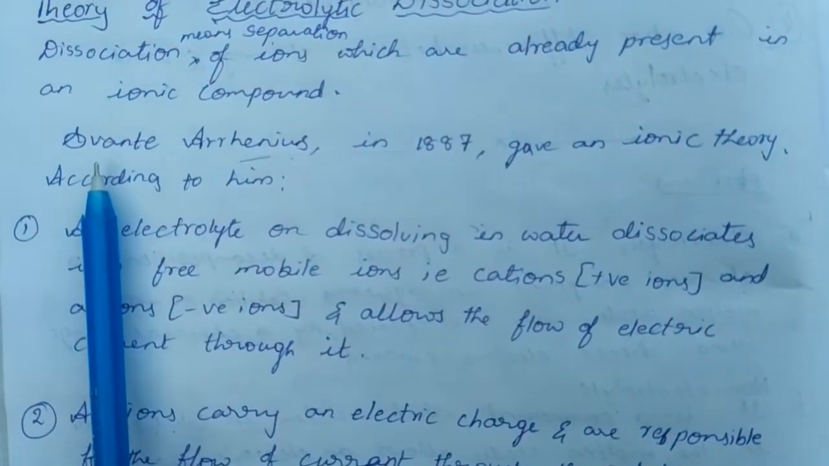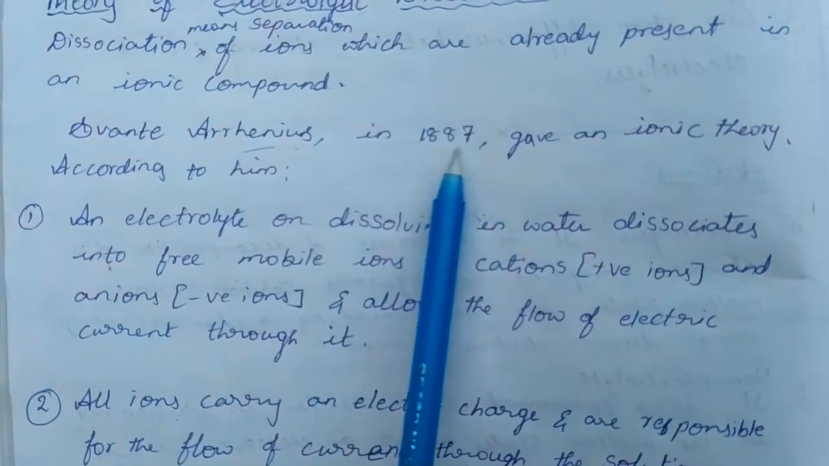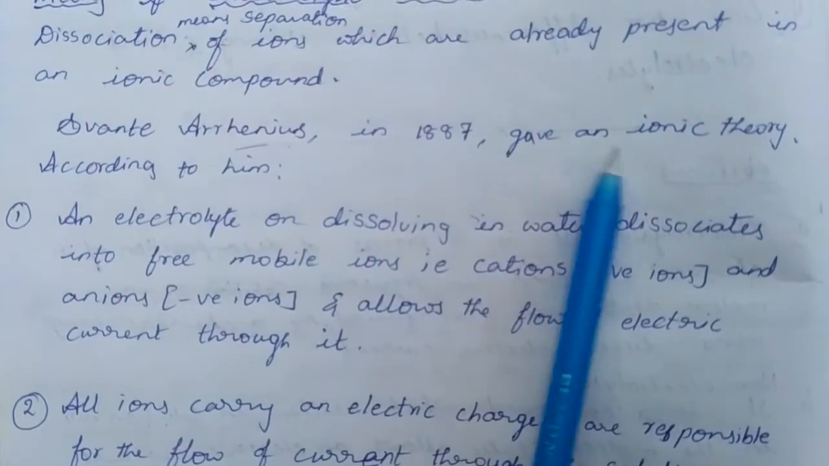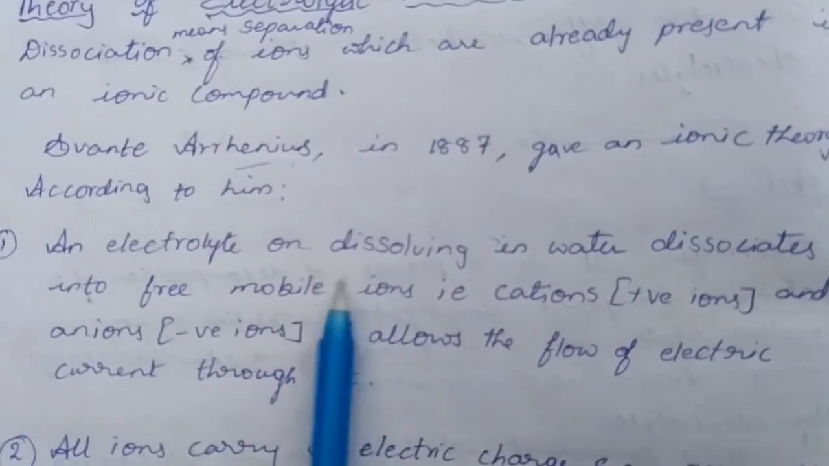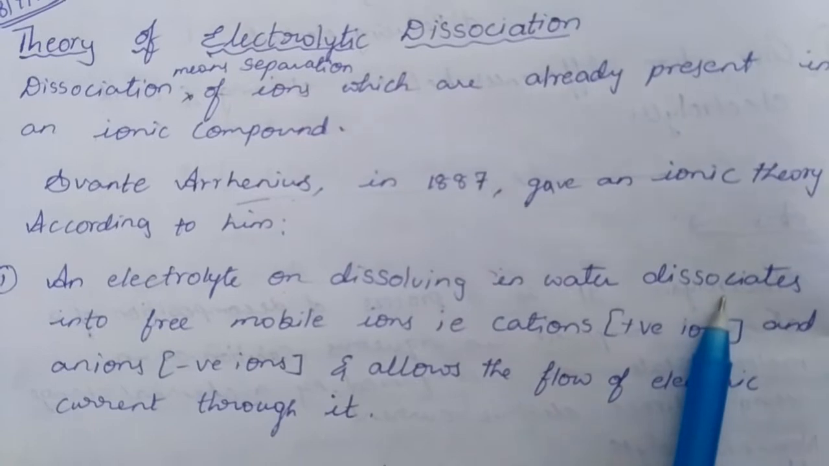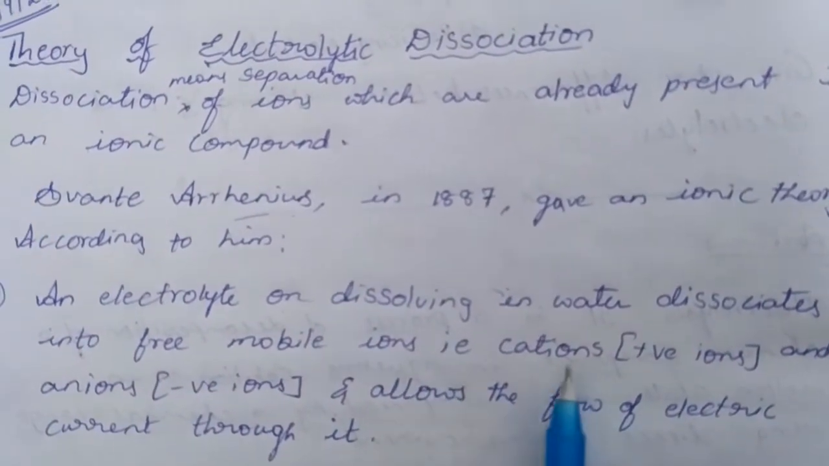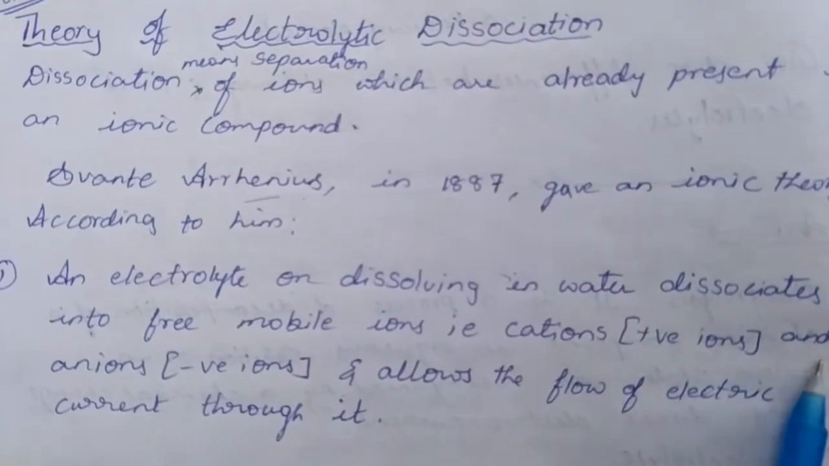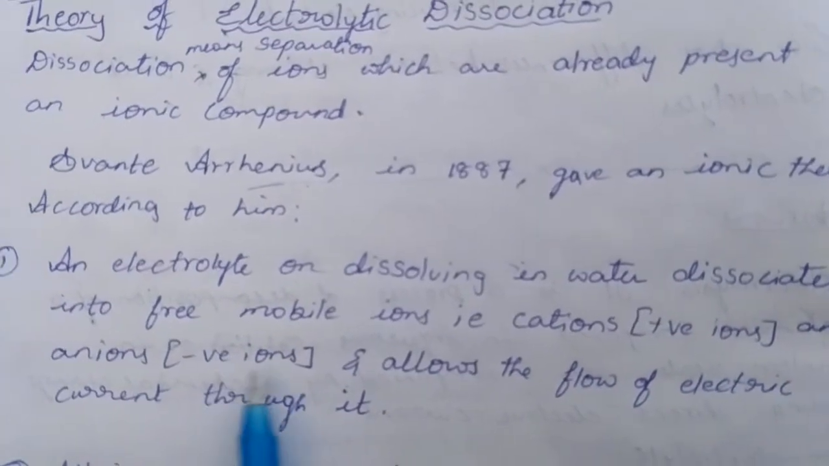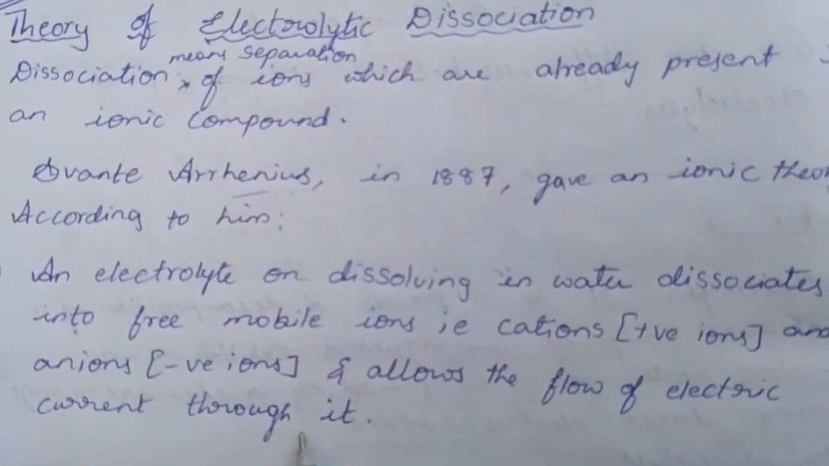So, according to Arrhenius, in 1887, he gave an ionic theory. According to him, an electrolyte on dissolving in water dissociates into free movable ions, that is, cations, which are the positive ions, and anions, which are negative ions, and allows the flow of electric current through it.